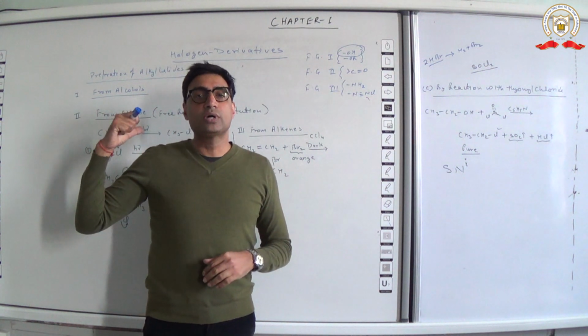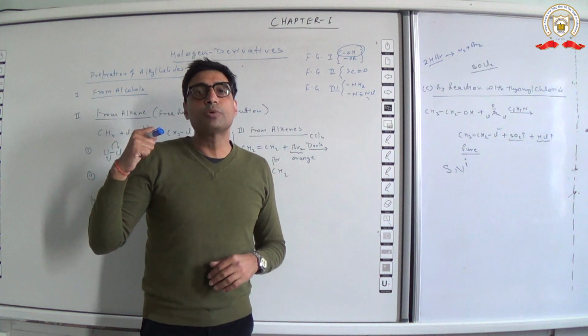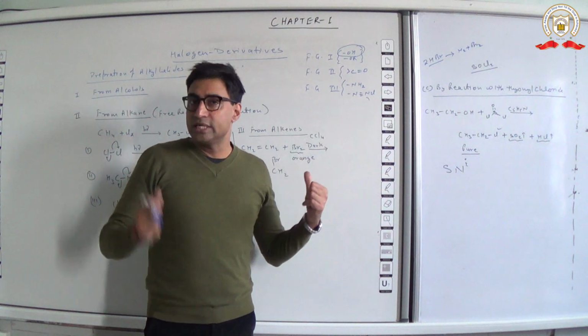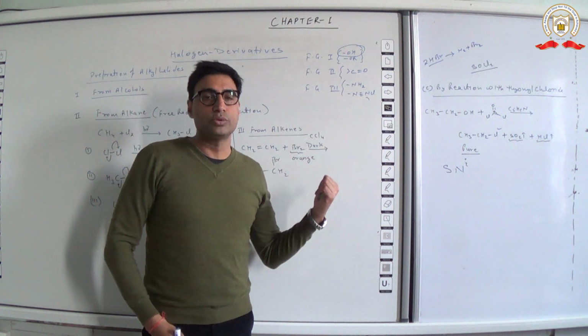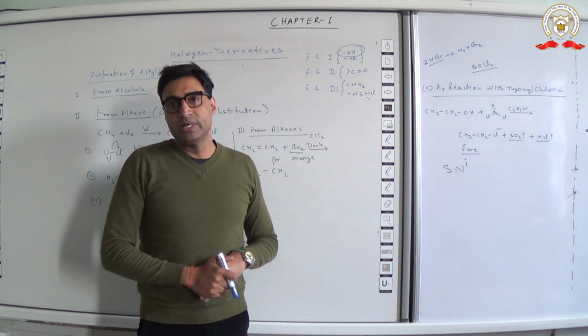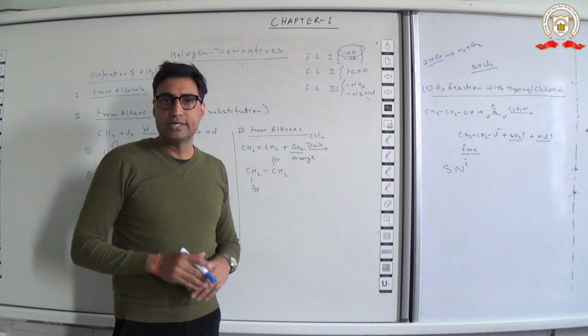All saturated hydrocarbons will not decolorize the orange color of bromine in CCl4, whereas unsaturated ones will decolorize the orange color of bromine in CCl4. So this is how the reaction is happening. This is the first concept related to it.